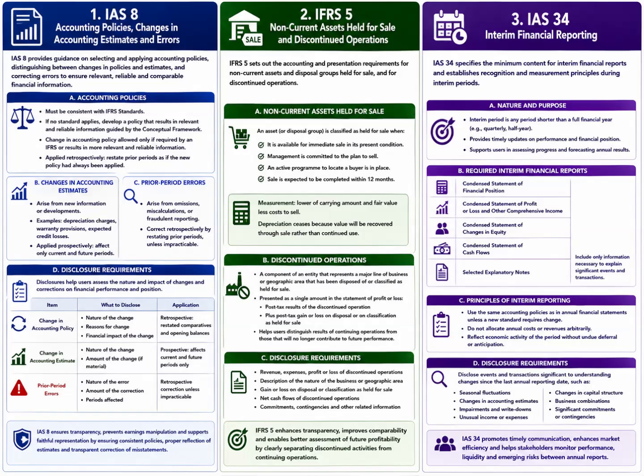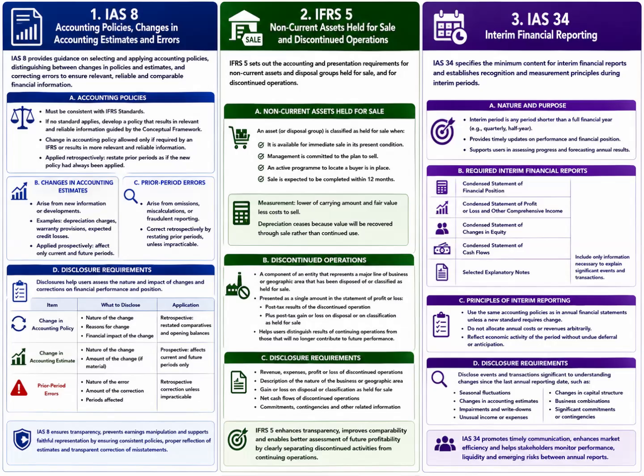IS 34 also requires disclosure of events and transactions that are significant to understanding changes in financial position and performance since the last annual reporting period. Examples include seasonal fluctuations, changes in accounting estimates, impairments, unusual items, or shifts in capital structure.